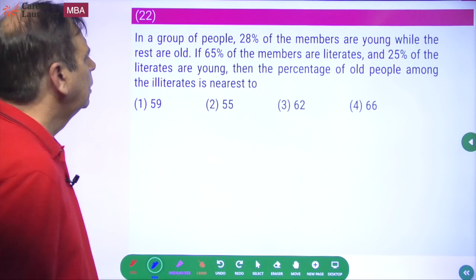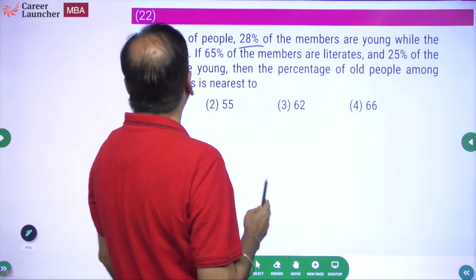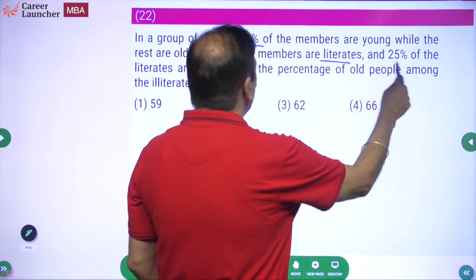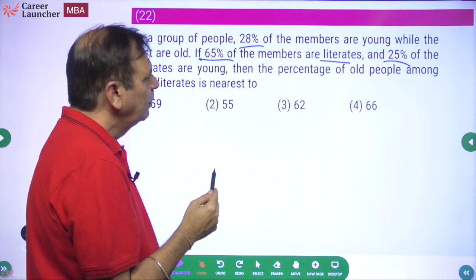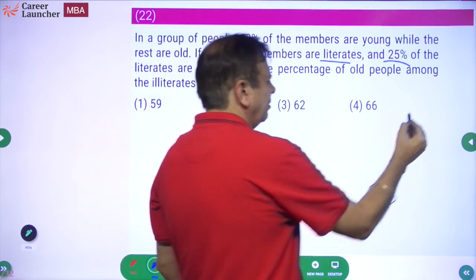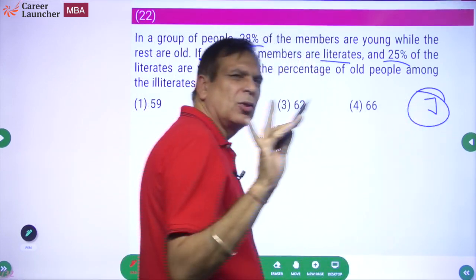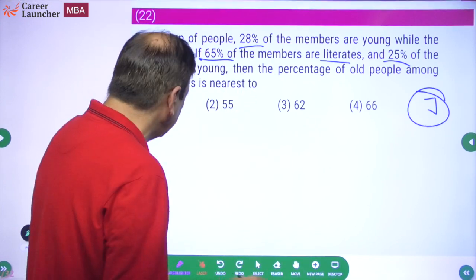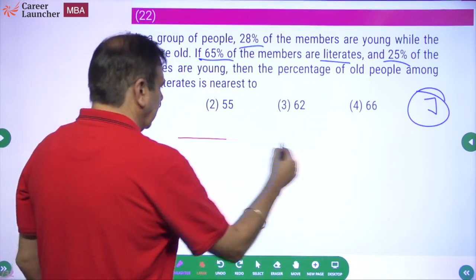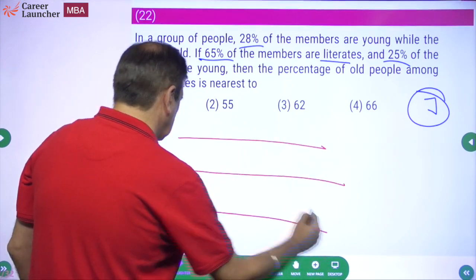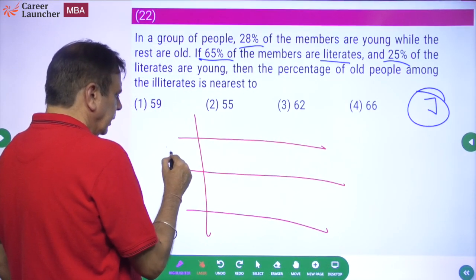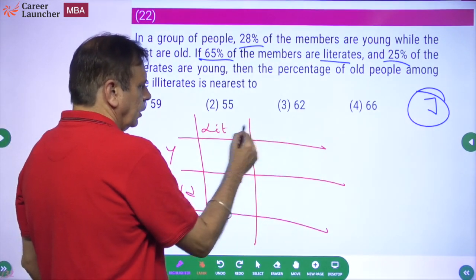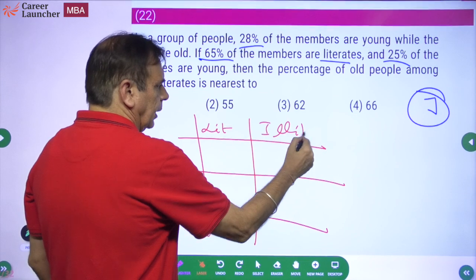In a group of people, 28% of members are young while the rest are old. If 65% of members are literate and 25% of literate are young, what is the percentage of old people among literates? Work on a base of 100. In percentage questions, we work in percentage terms and percentage is out of 100. So we will work on a base of 100 only. So we have young, we have old, we have literate, we have illiterates.